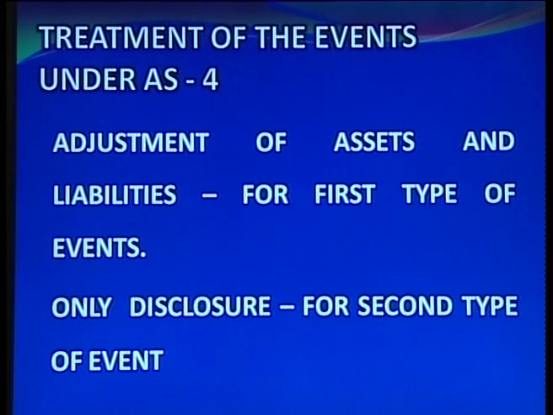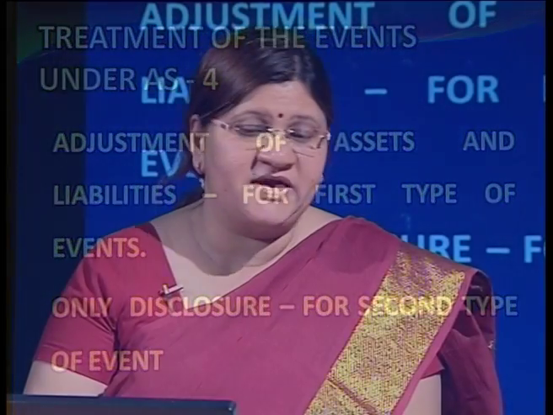If there is an insolvency of a debtor, we need to make the provision for bad debts in relation to that debtor. For certain types of events where we do not know what the settlement would be, such as certain litigation, what do we need to do? We just have to go for a disclosure in the notes of accounts. So, these are the broad classification of the events under AS 4 as well as its treatment.